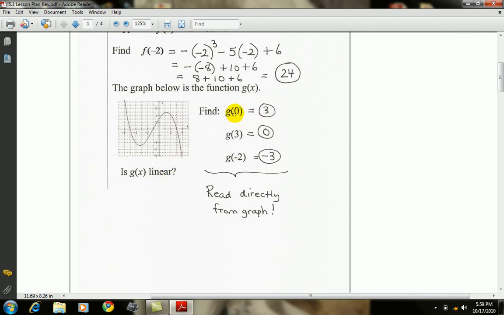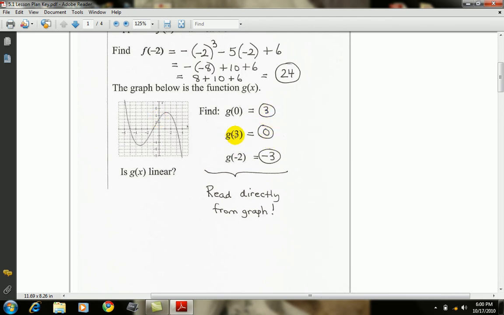Okay, when I say find g of 0, 0 is the input. That means it's an x value. I go to my x-axis and I find 0. Now I look up or down until I run into the graph. In this particular case, notice I'm standing on 0. The graph is above me, so I look up. And when I look up, notice where the graph stops. The y value where it stops is 3. That's why g of 0 is 3.